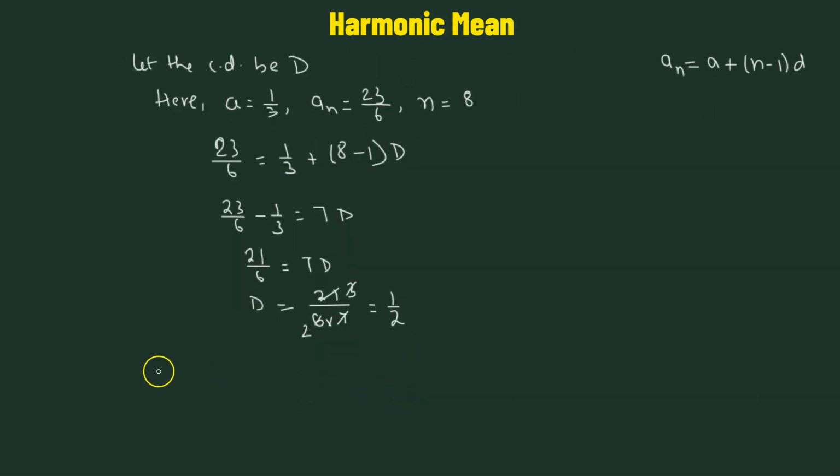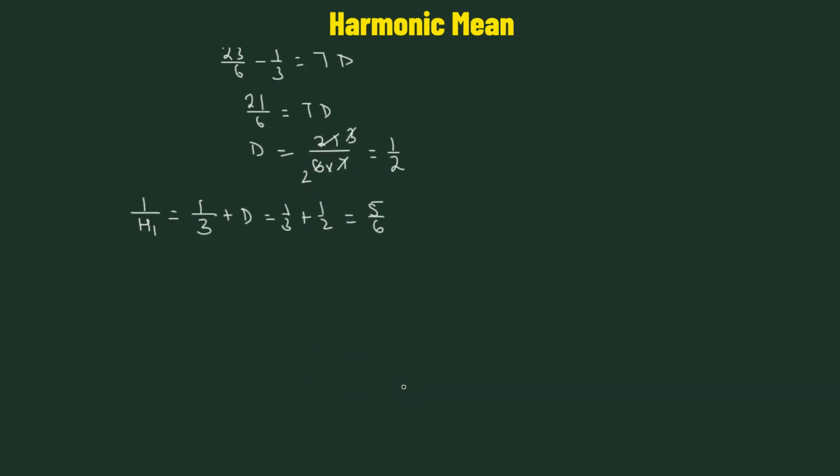Now that we have the value of the common difference D, we can find the value of the second term, which is 1 over h1. That's simply the previous term, which is the first term, plus the common difference. So 1/3 added to 1/2 is going to be 5 over 6. This is 1 over h1, which gives us the value of h1. We take the reciprocal, which comes out to be 6 over 5.